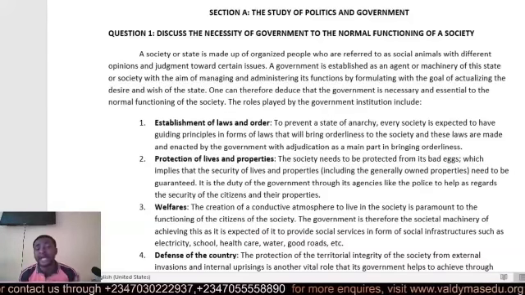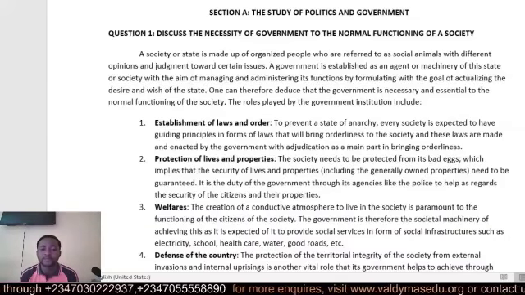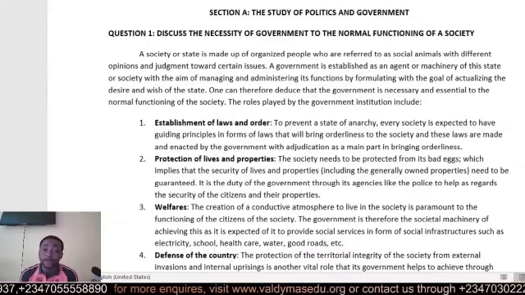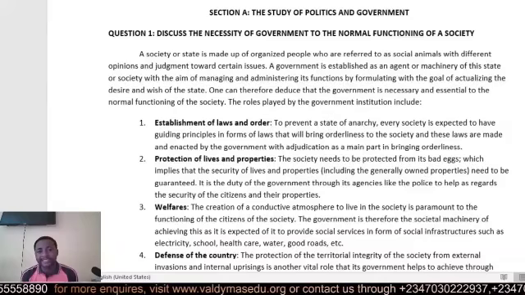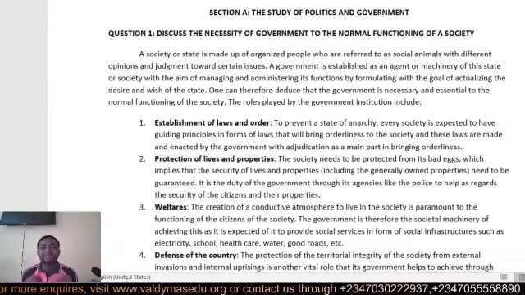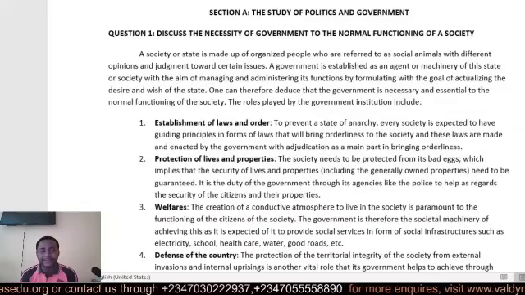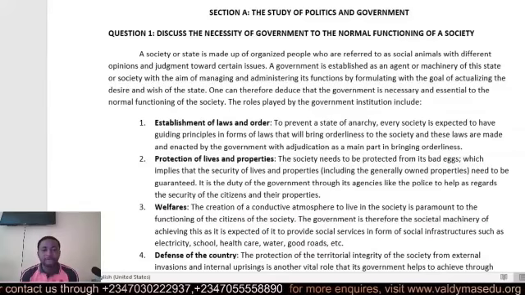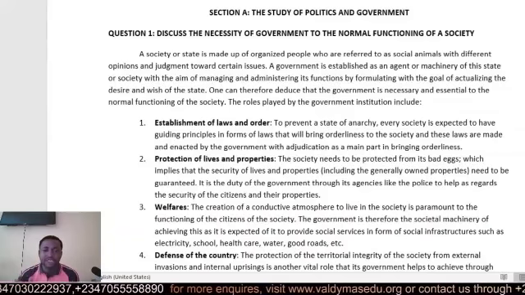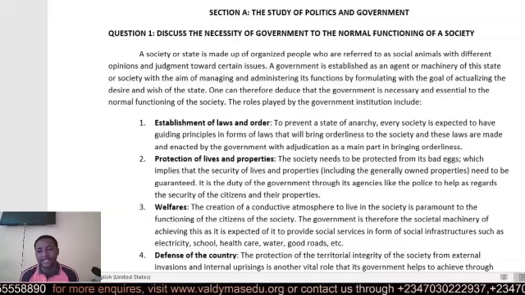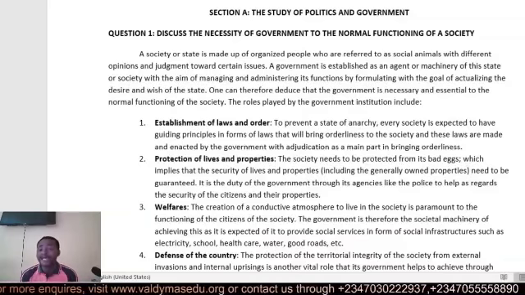Number one is the establishment of law and order, in order to prevent anarchy. When we talk about anarchy, we talk about a state of lawlessness. Every society is expected to have guiding principles. Every organization is expected to have guiding laws that direct the actions of the people that belong to that society. What this will bring about is orderliness in the state, and that is why laws are needed.